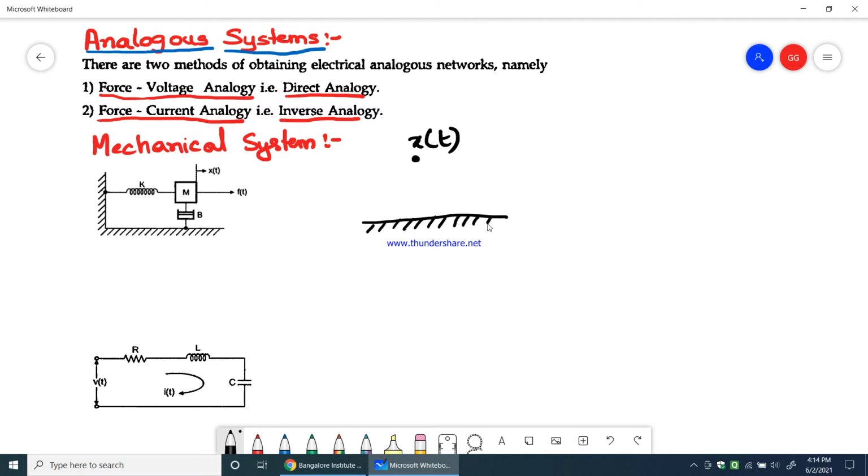Now let me connect the individual components here. Between x of t and ground the mass will come, and then we have the damper between the mass and ground, so the damper also comes between x of t and ground. Then we have spring k, which again comes between the node and ground. So mass, spring and damper are all connected in parallel.